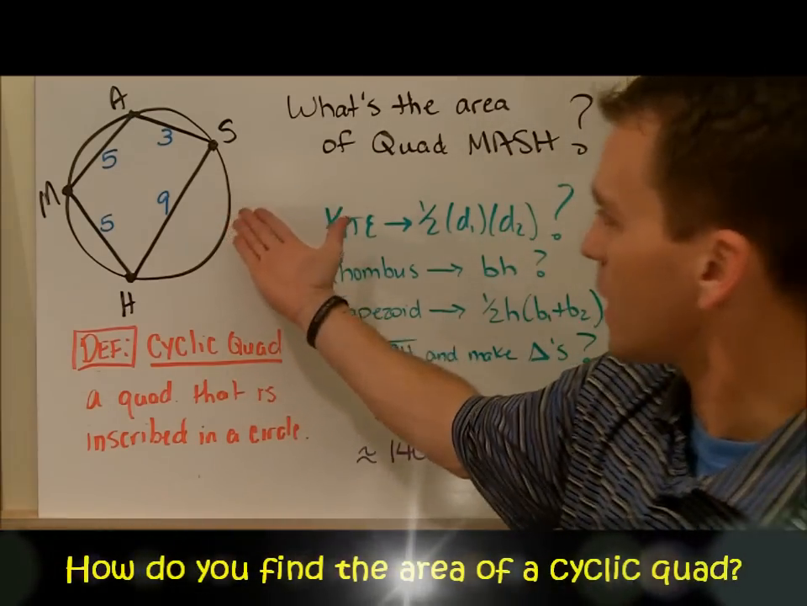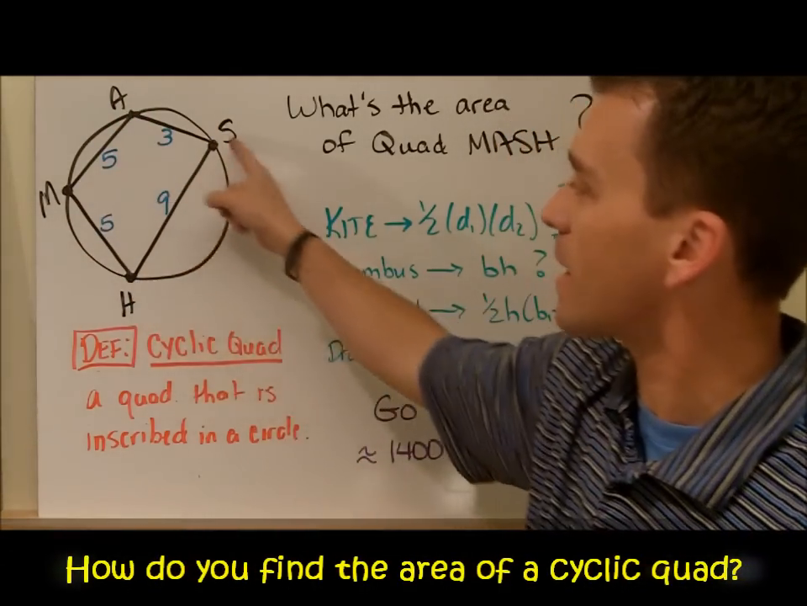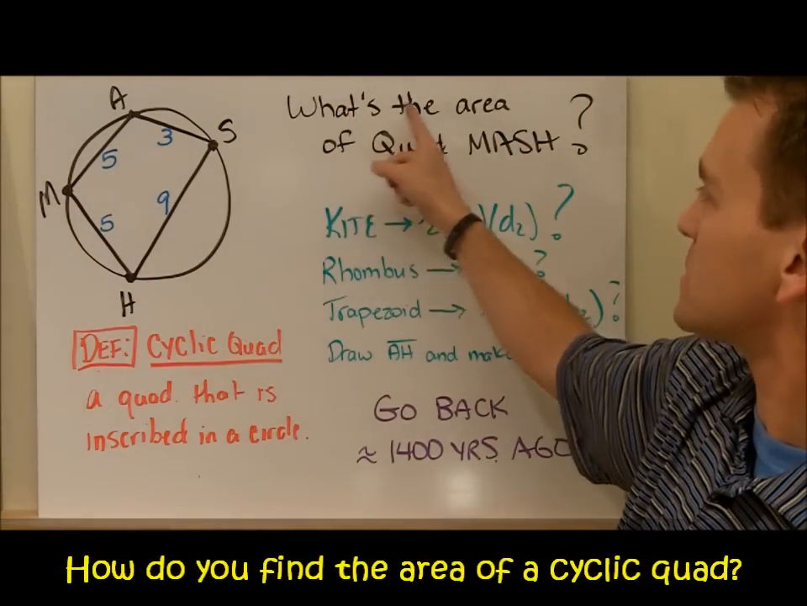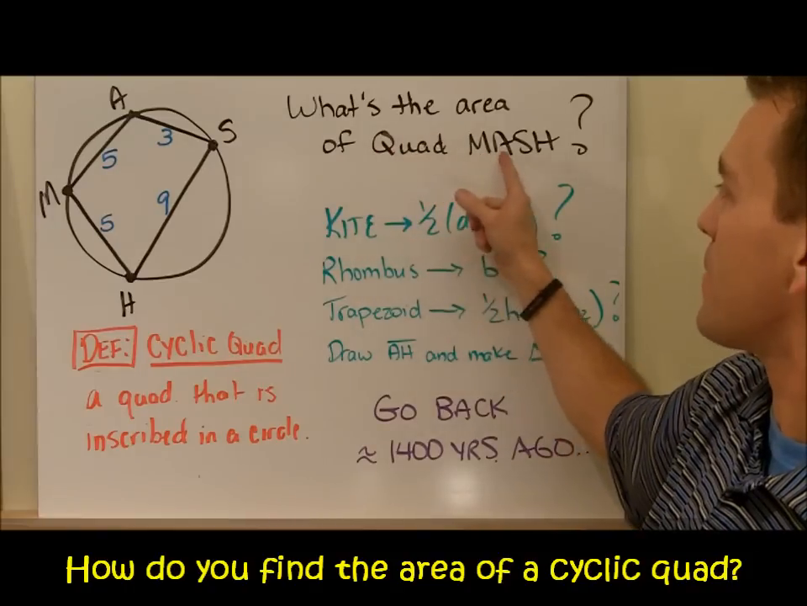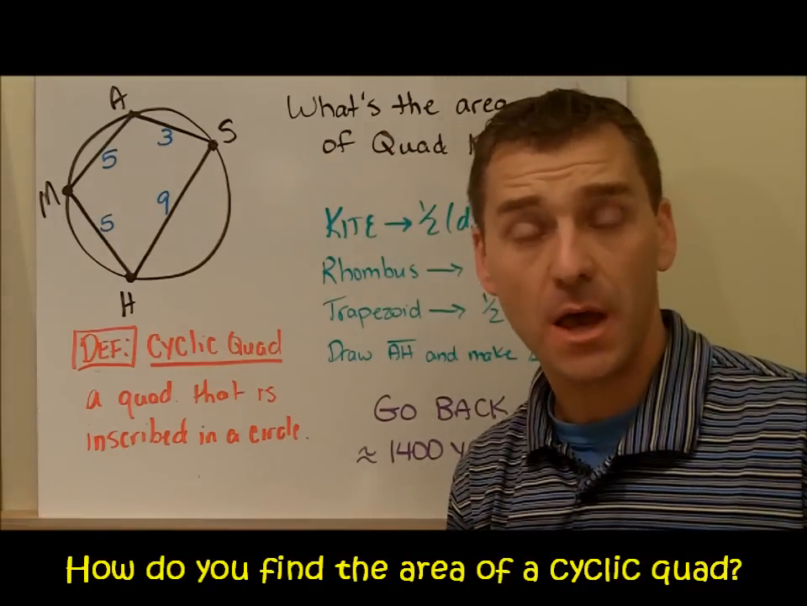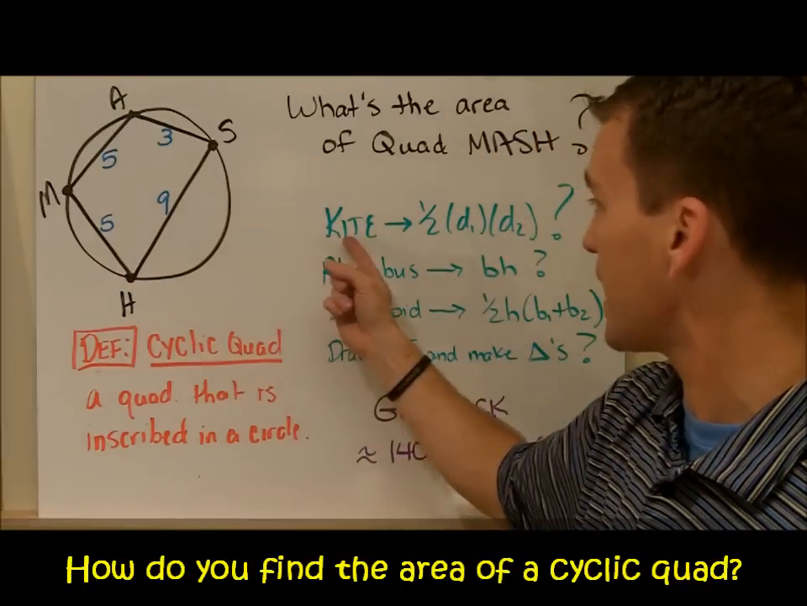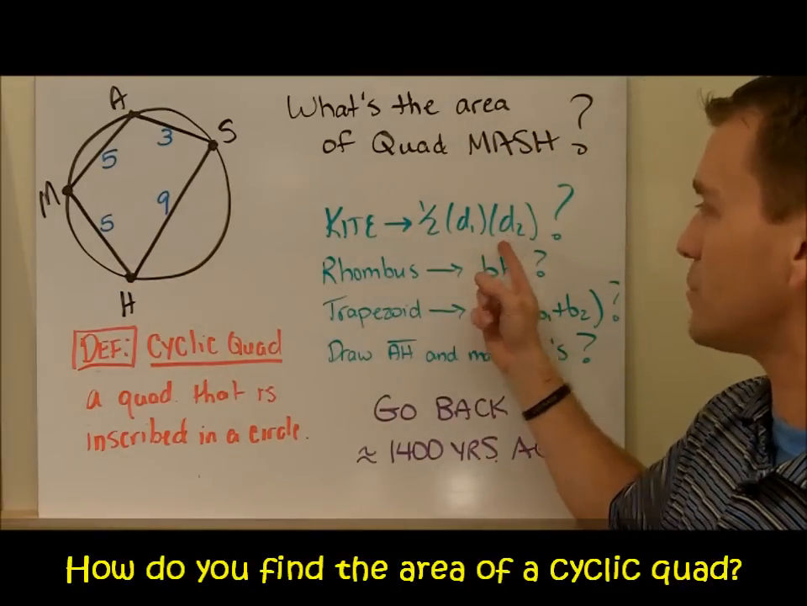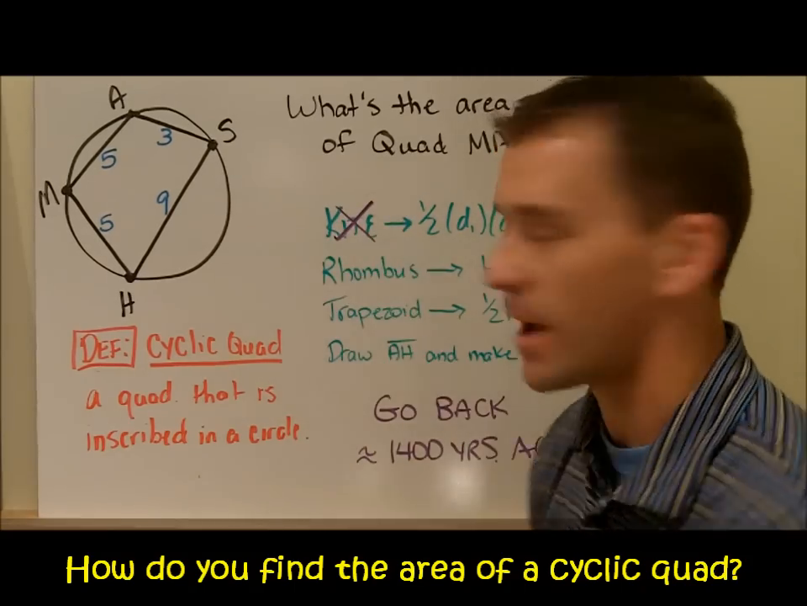Here we go. Look at this. Oh, it's a circle with a quadrilateral in it. And you see the question: what's the area of quadrilateral MASH? Well, you might say, look at that, it looks like a kite. Is it a kite? Can I use 1/2 diagonal 1 times diagonal 2? Nope. Not a kite.